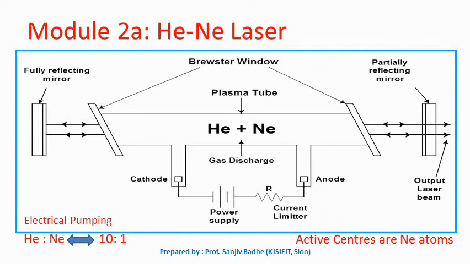When we pass current through the gas, the electrons flowing can transfer their energy to the gas atoms, and as a result of this, gaseous atoms are excited to the higher level. Now this gas discharge tube is filled with a mixture of helium and neon. Neon atoms are the active centers here. Lasing action will occur for neon atoms. So if neon atoms are active centers, lasing action occurs for neon atoms.